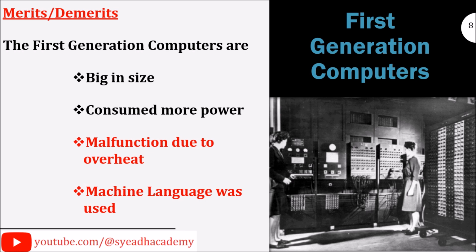Merits and demerits. The first-generation computers are: 1. Big in size. 2. Consumed more power. 3. Malfunction due to overheat. 4. Machine language was used.